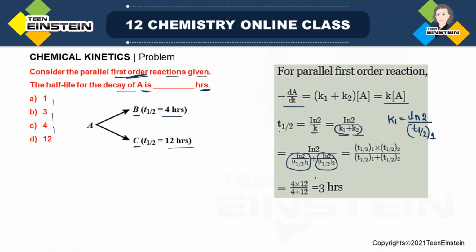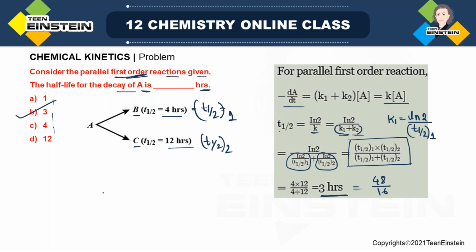So we have written these two expressions in place of k1 and k2. And ln2 will be cancelled, so we will be left with this type of expression. This is T half 1 and this is T half 2. So put the values of T half 1 and 2: it is 4 into 12 in the numerator, and in the denominator we have 4 plus 12. So this will be actually 48 by 16, which is 3 hours. 3 hours means this is option B, which is correct.